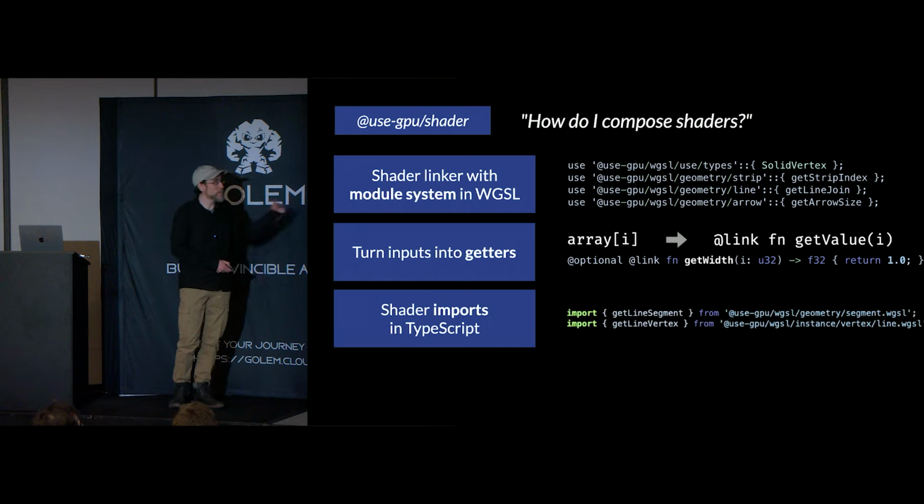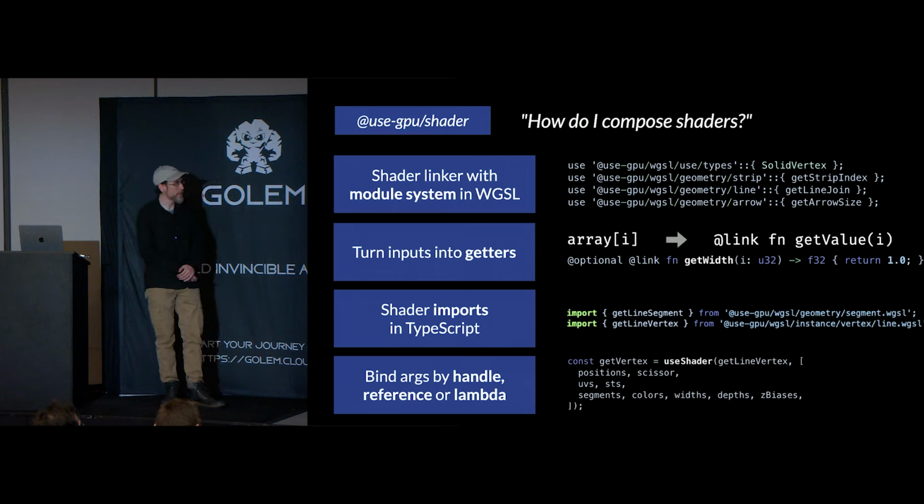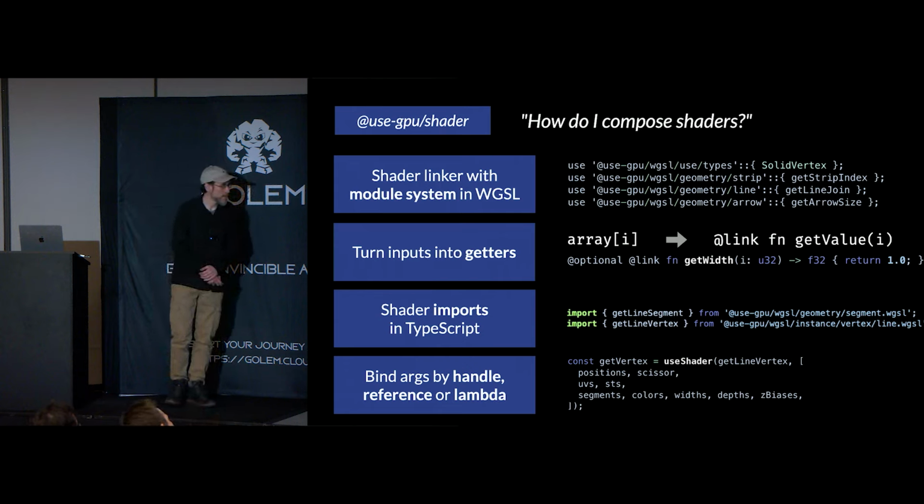You can then import these shaders into Typescript. And what you're importing is essentially a pre-parsed version of the shader, which you can then bind arguments to by handle, by reference, or by Lambda. So you've uploaded your data to the GPU ahead of time using another hook, and then you bind it as you would just pass a list of arguments to a function in the order that they were defined in the shader, because that's how programming languages generally work.